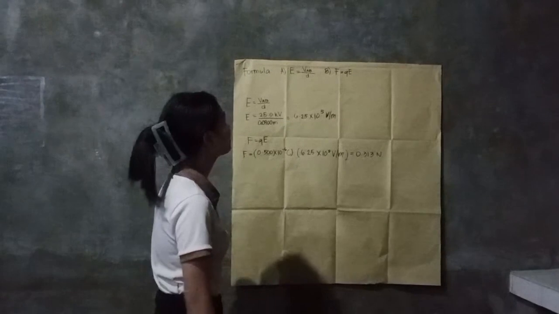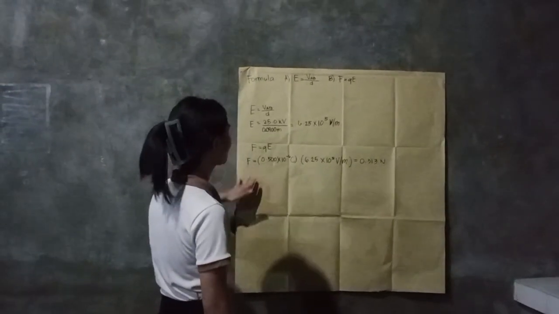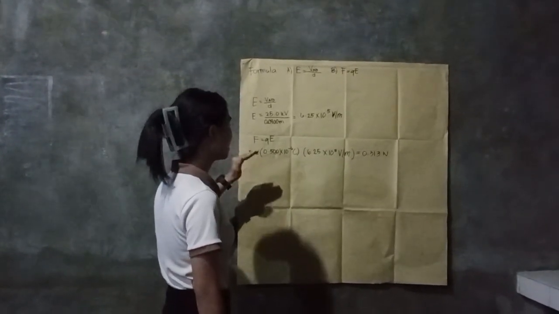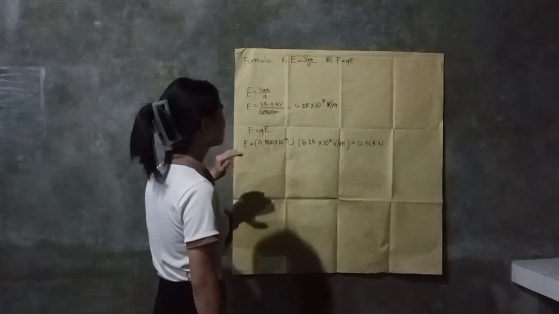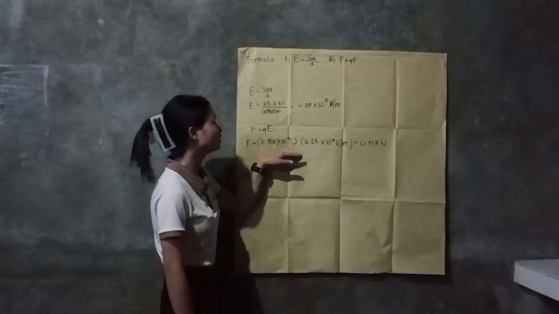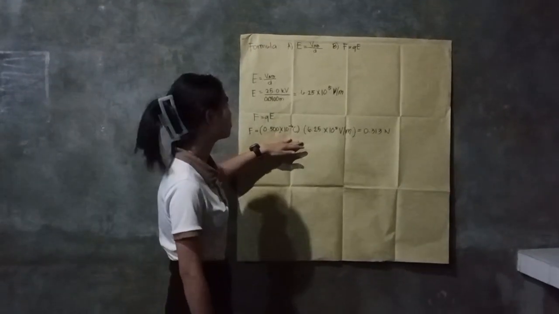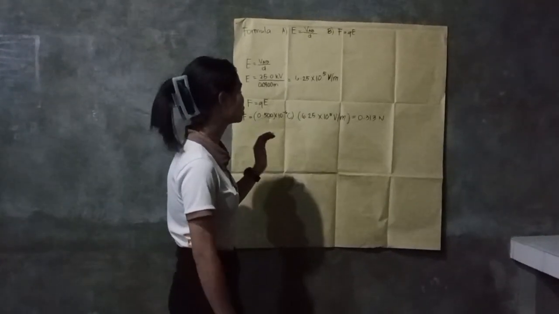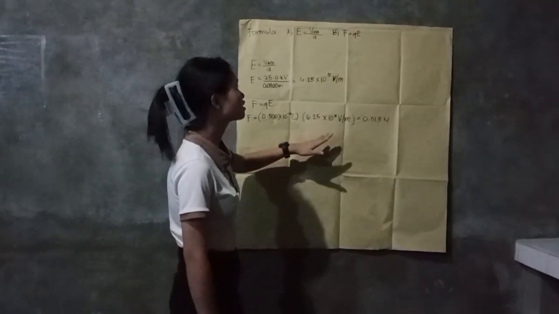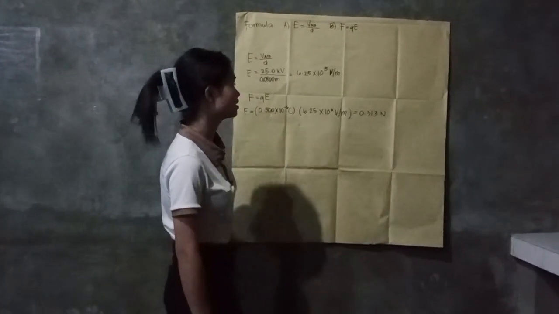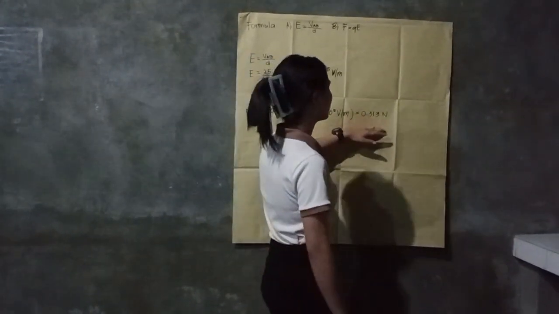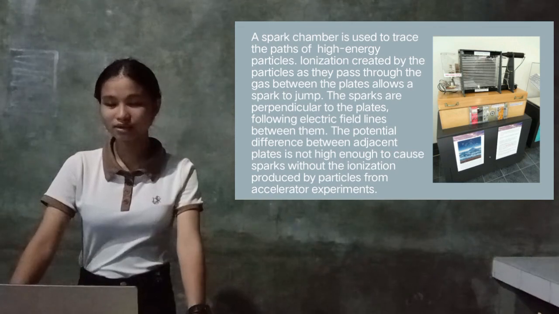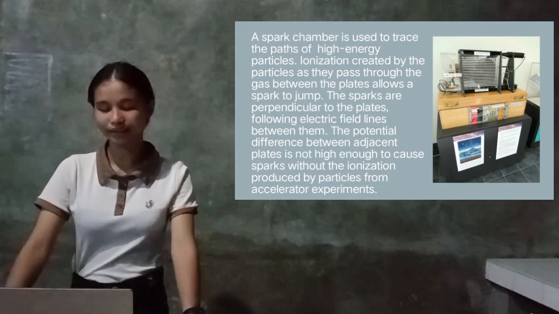In the B problem, we have the formula force is equal to charge times electric field. So force is equal to 0.500 times 10 raised to negative 6 coulombs. This 10 raised to negative 6 is the value of the microcoulombs. Then times 6.25 times 10 raised to 5 volts per meter is equal to 0.313 newtons.